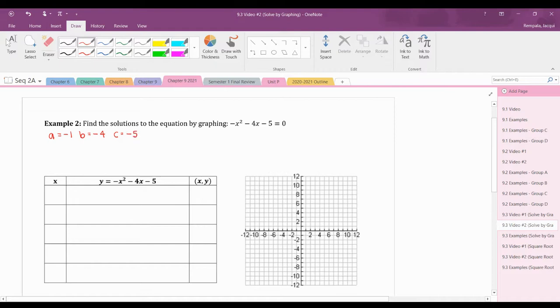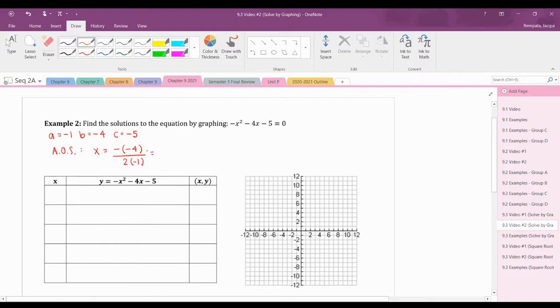Remember, once we've identified all of those, we want to determine the axis of symmetry, which we need A and B for. So I want x to equal -b. So now in parentheses, I'll put -4. And I'm going to divide that by 2 times A. So in parentheses, I'll put -1.